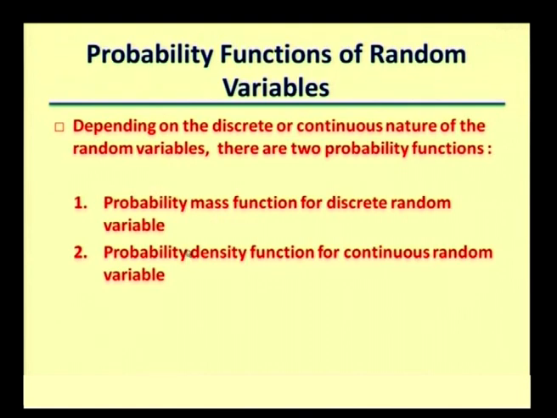Okay. So based on the discrete and continuous nature of the random variable, the probability functions also will be defined. Okay. We define probability mass function for discrete random variable and probability density function for continuous random variable. Probability mass function shortly called as PMF, okay, and probability density function shortly called as PDF.